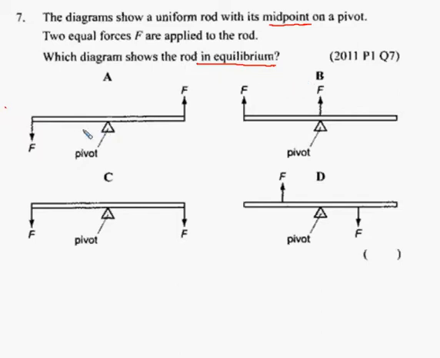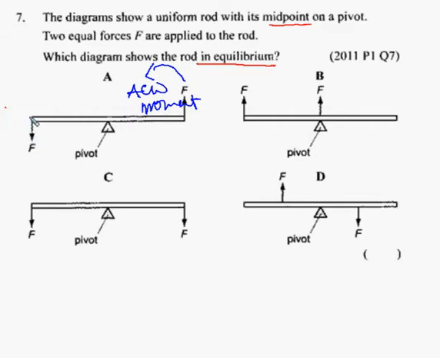Equilibrium means that the beam should stay totally horizontal. So let us try to analyze each diagram slowly. You look at option A. In this case, there's a force on the right of the pivot which is acting up. So if it's acting up and it's rotating about the pivot, you will actually produce an anti-clockwise moment.